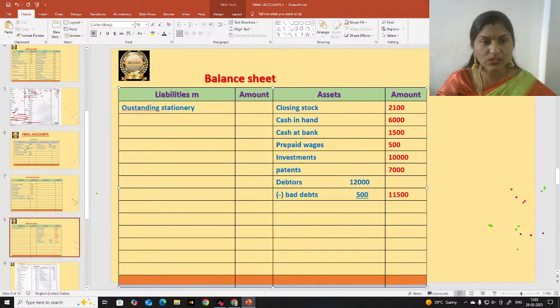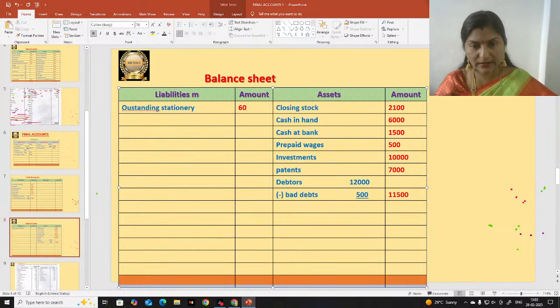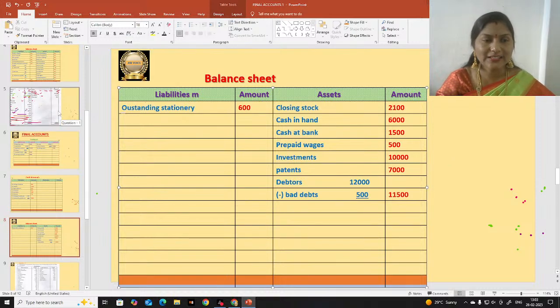How much is outstanding stationery? It is 600. That much only is given in the adjustment. So we recorded outstanding stationery 600. Let us move to the next one.